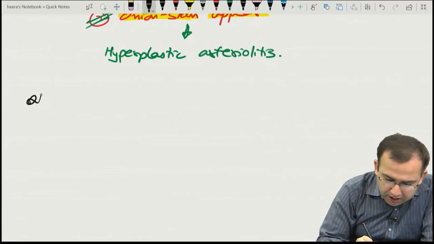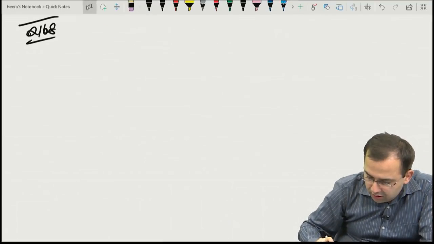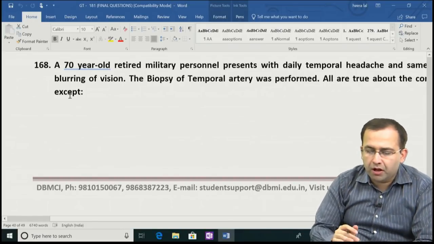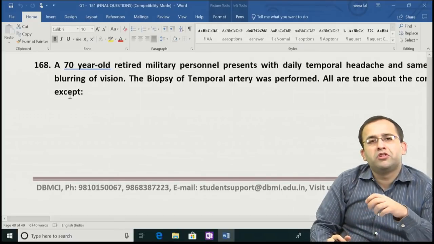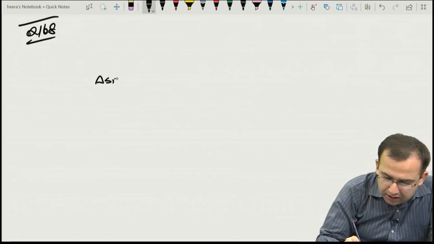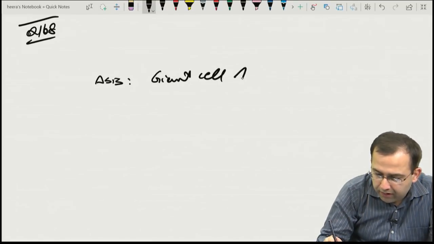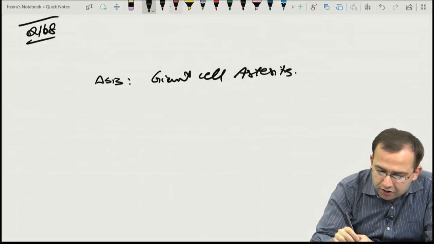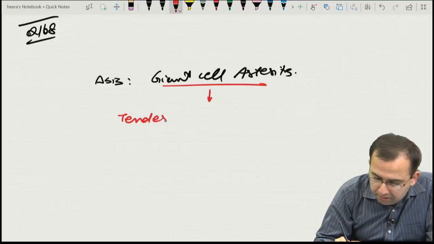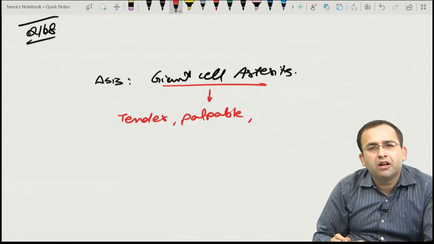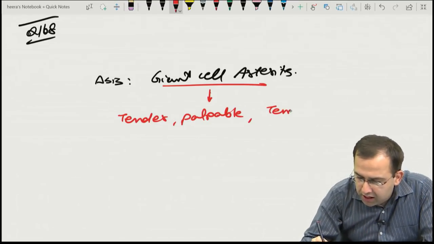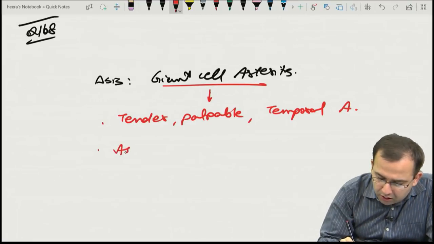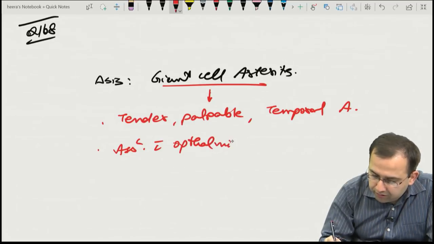This gets us to our next question, question 168. A 70 year old male, retired personnel, temporal headache, blurring of vision, biopsy of temporal artery. There are so many hints in this question telling you that the diagnosis in this case is giant cell arteritis. It is a large vessel vasculitis. Just touch your forehead once and you will forever remember it. Giant cell arteritis is tender, palpable, with temporal artery involvement. Because the temporal artery is involved, it is also associated with ophthalmitis, so blurring of vision.